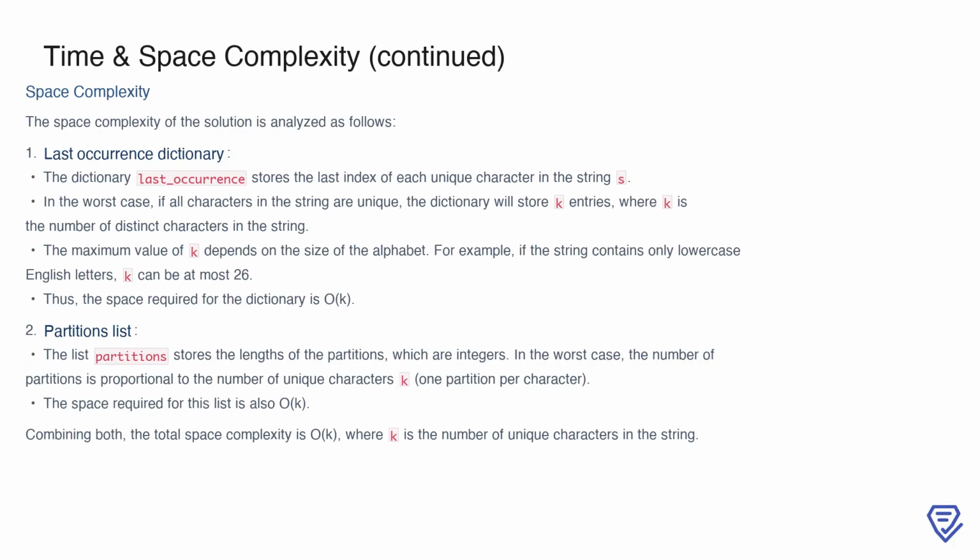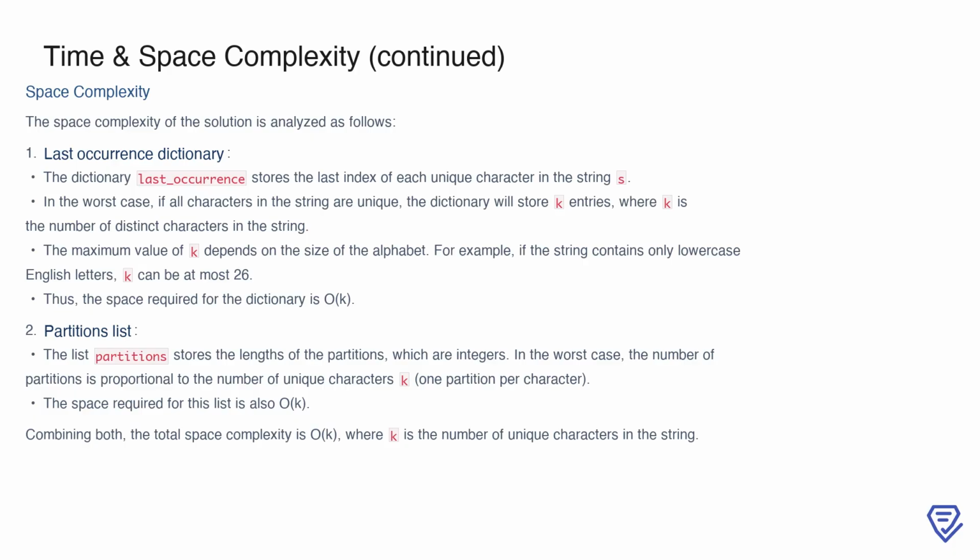Now, let's evaluate the space complexity. First, we consider the last occurrence dictionary. This dictionary stores the last index of each unique character in the string. In the worst case, where all characters are unique, the dictionary will have k entries, where k is the number of distinct characters. For example, if the string consists of only lowercase English letters, k is at most 26. Thus, the space required for the dictionary is O(k).